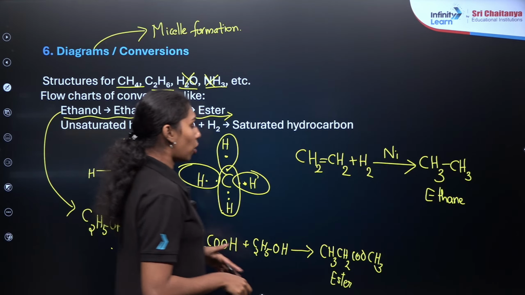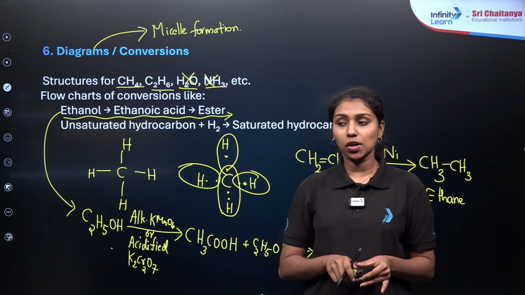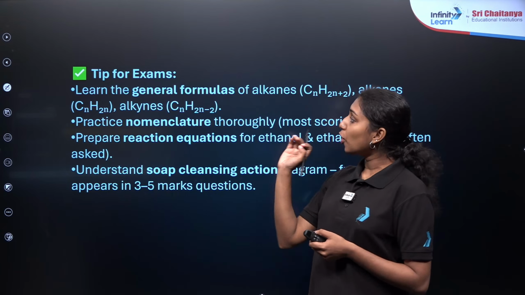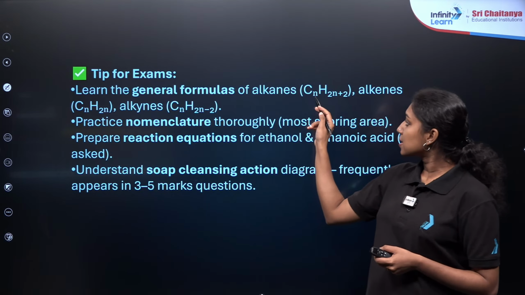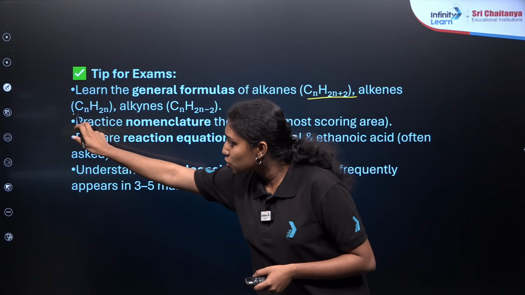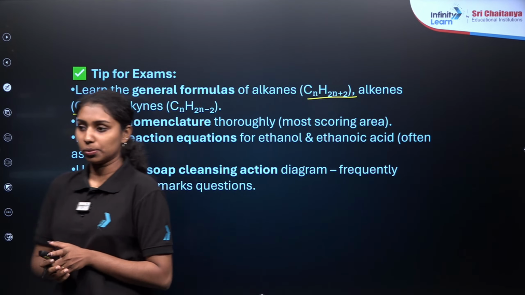So those are the important topics that have already been repeated many times in the examination for the chapter Carbon and its Compounds. And there is a simple tip for the examination. Learn the general formulas: for alkanes it is CnH2n+2, for alkenes it will be CnH2n, right? So from the formula you can identify the molecular formula of the compounds.